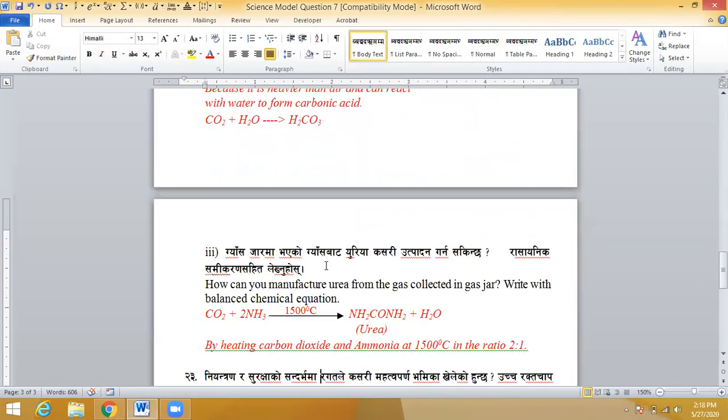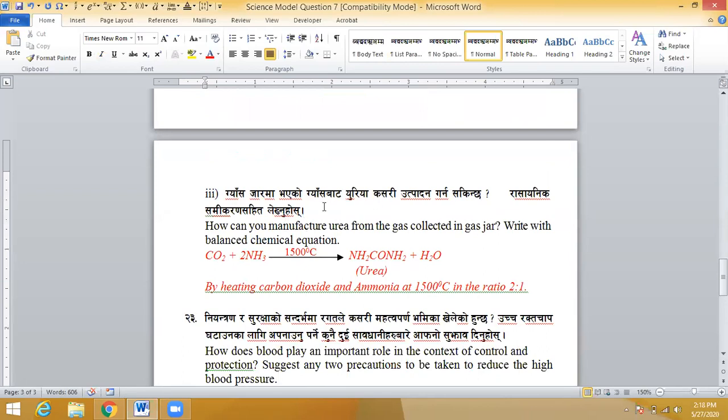Now let's go for number 3. Question: how can you manufacture urea from the gas collected in the gas jar? By using this carbon dioxide gas, how can we produce urea? And we know urea is a fertilizer, it is a nitrogenous fertilizer. Okay, how to make it is very simple. We have to heat carbon dioxide gas and ammonia gas in the ratio 1:2, meaning we take one part here. 1 is hiding here, you can see.